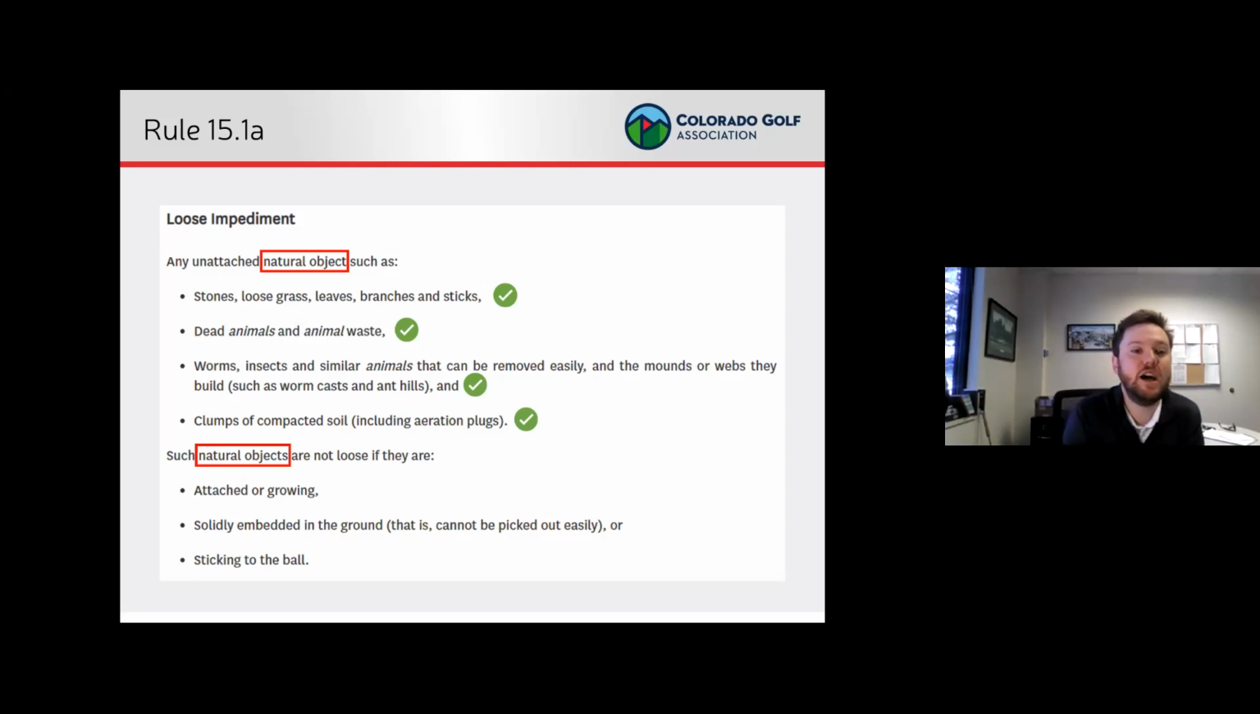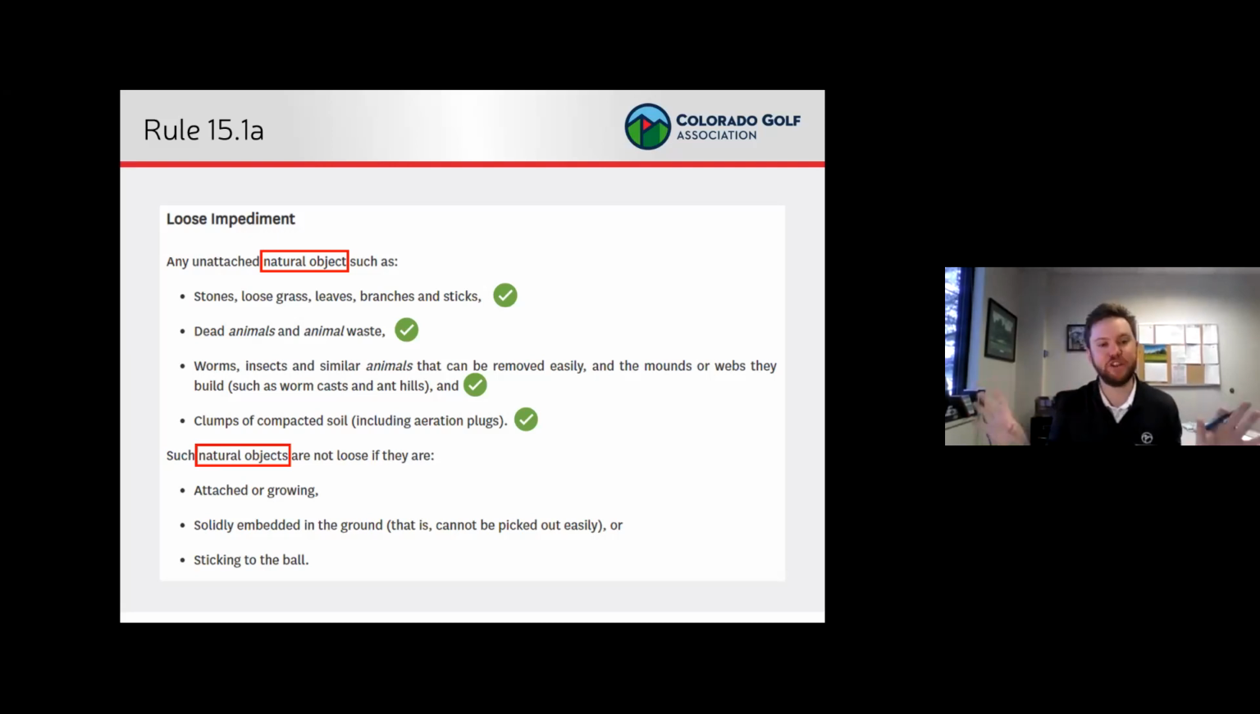Again, this is an important point here: clumps of compacted soil. This does not include sand and loose soil, which I didn't include here just because that list goes on a little bit. But like we saw in Rule 8, sand and loose soil are never loose impediments. There are different privileges you can use on the putting green and the teeing area when it comes to sand and loose soil. So sand and loose soil are still sand and loose soil. The clumps of compacted soil.